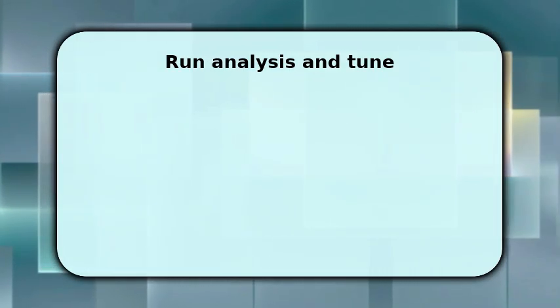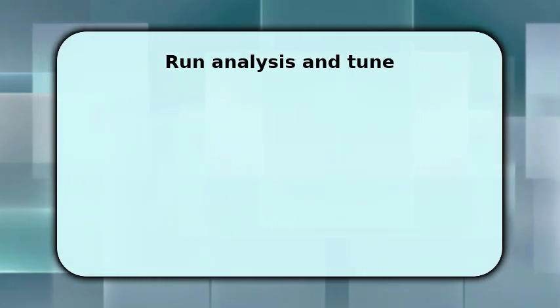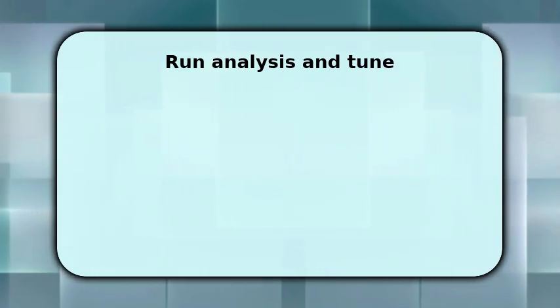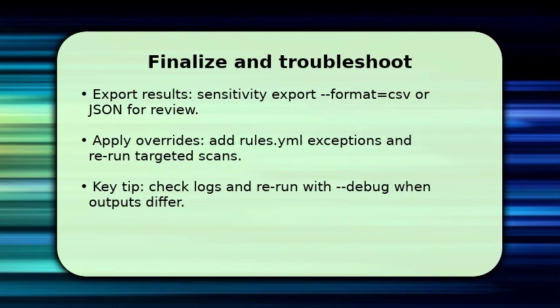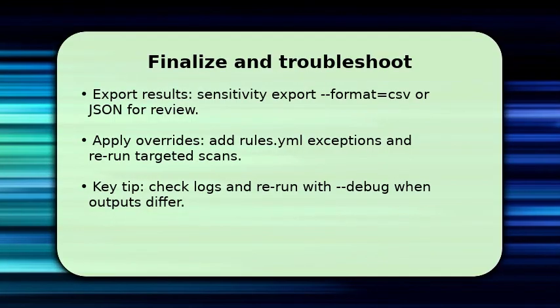Make sure to enable debug for verbose logs when you need exact execution traces, because those traces explain why particular files or fields were marked sensitive. You finish by exporting and applying fixes so results are actionable. Export with sensitivity export format equals CSV to share with reviewers, then add targeted rules.yaml overrides for false positives and rerun only those modules. Once done, merge approved changes into the main config and schedule periodic scans.